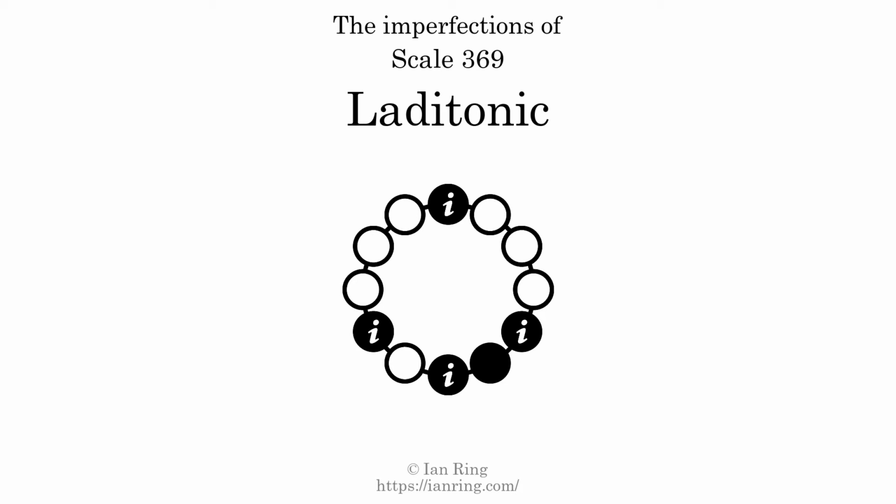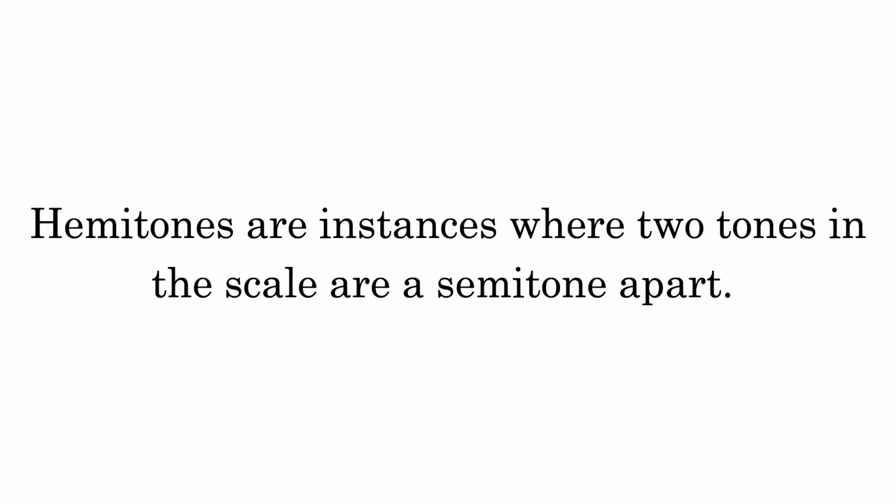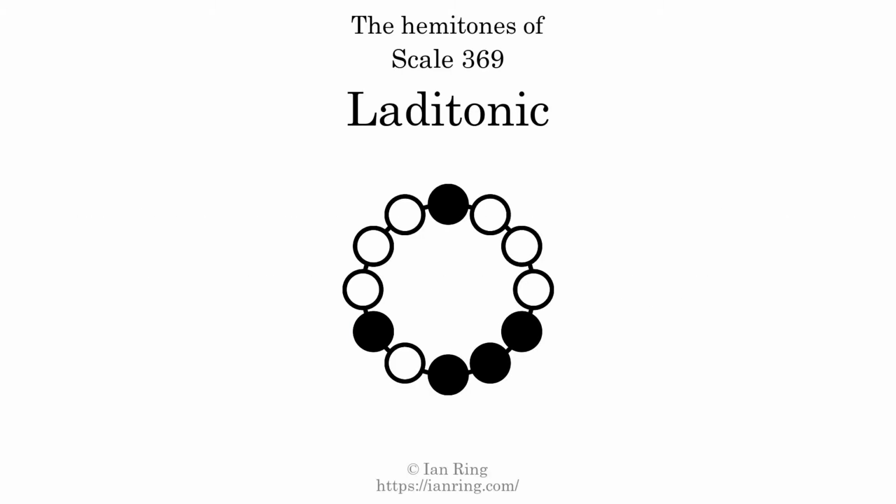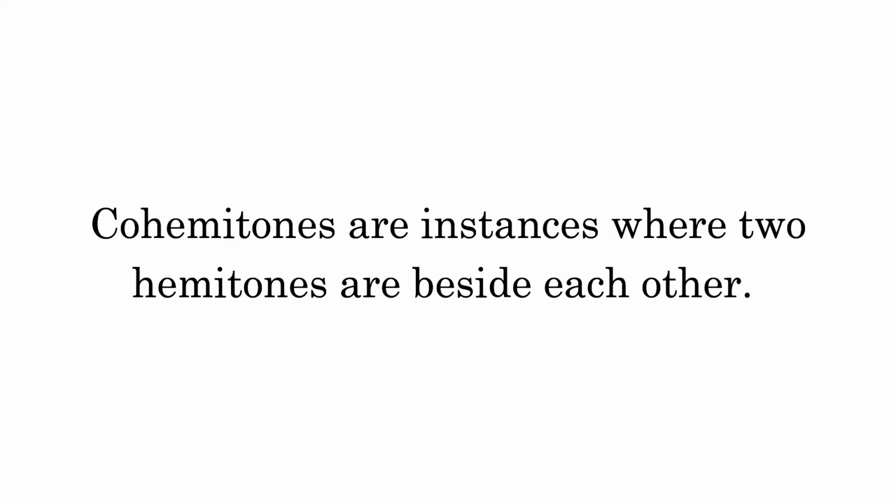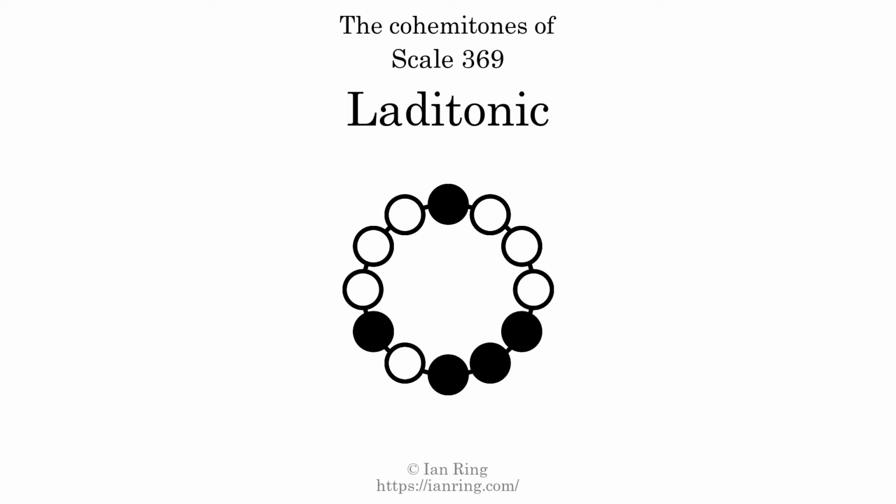They are at positions here, here, here, and here. Hemitones are instances where 2 tones in the scale are a semitone apart. This scale has 2 hemitones. They are at positions here and here. Cohemitones are instances where 2 hemitones are beside each other. This scale has 1 cohemitone here.